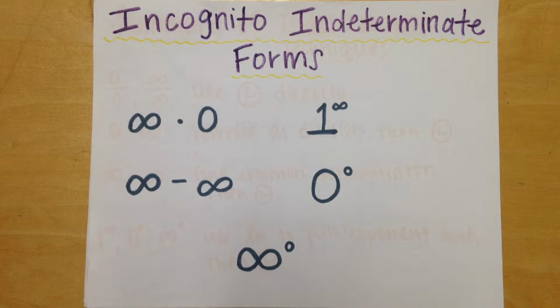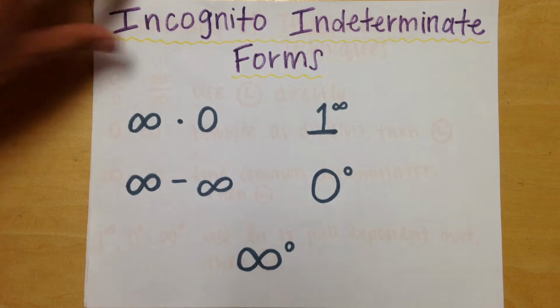Sometimes the limit of the function will not equal 0 over 0 or infinity over infinity. These are 5 indeterminate forms that don't look like it. If your function equals one of these 5 incognito indeterminate forms, you can manipulate the function so that its limit equals 0 over 0 or infinity over infinity. You can then use L'Hopital's rule.